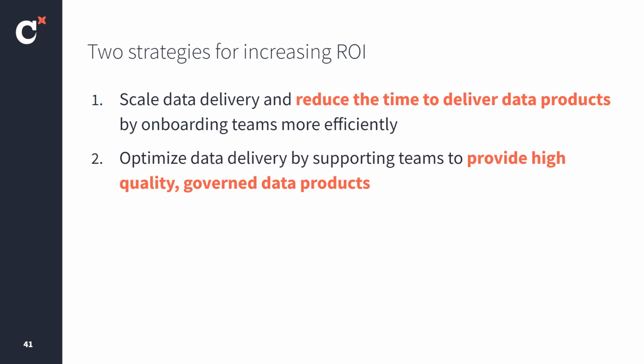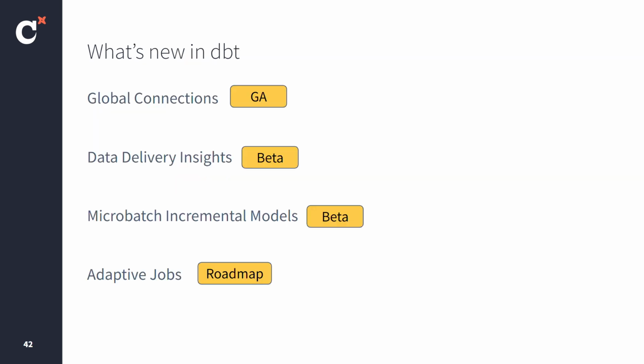So here is what we've learned from Captain Picard and the enterprise crew about increasing their ROI with dbt Cloud. They used two main strategies. The first was scaling data delivery by onboarding new teams, and the second was enabling those teams by providing them a performant, well-governed, high-quality data delivery experience.